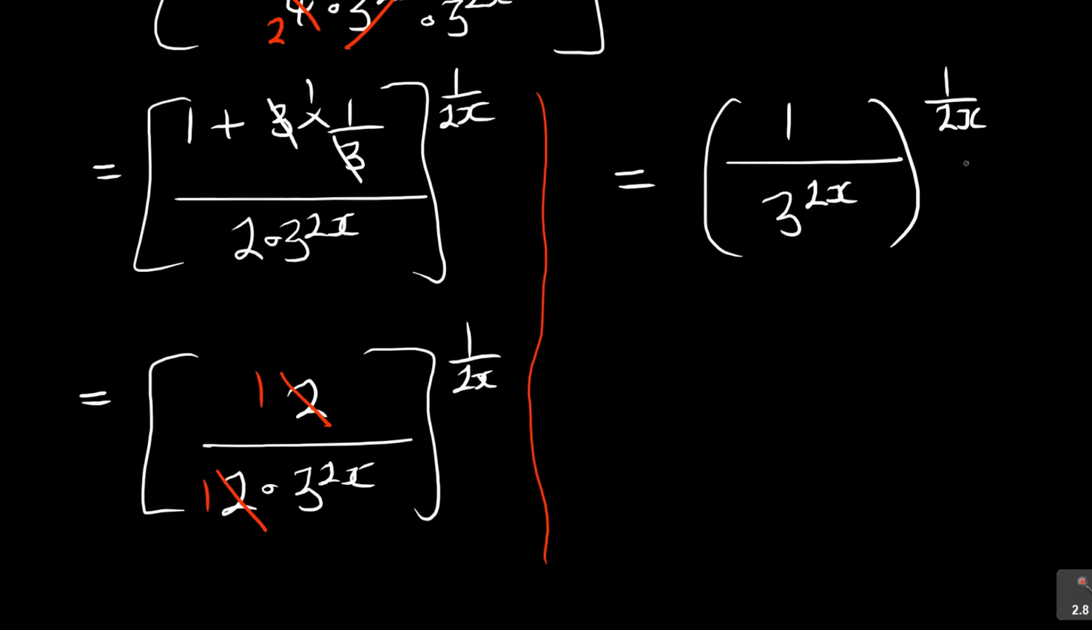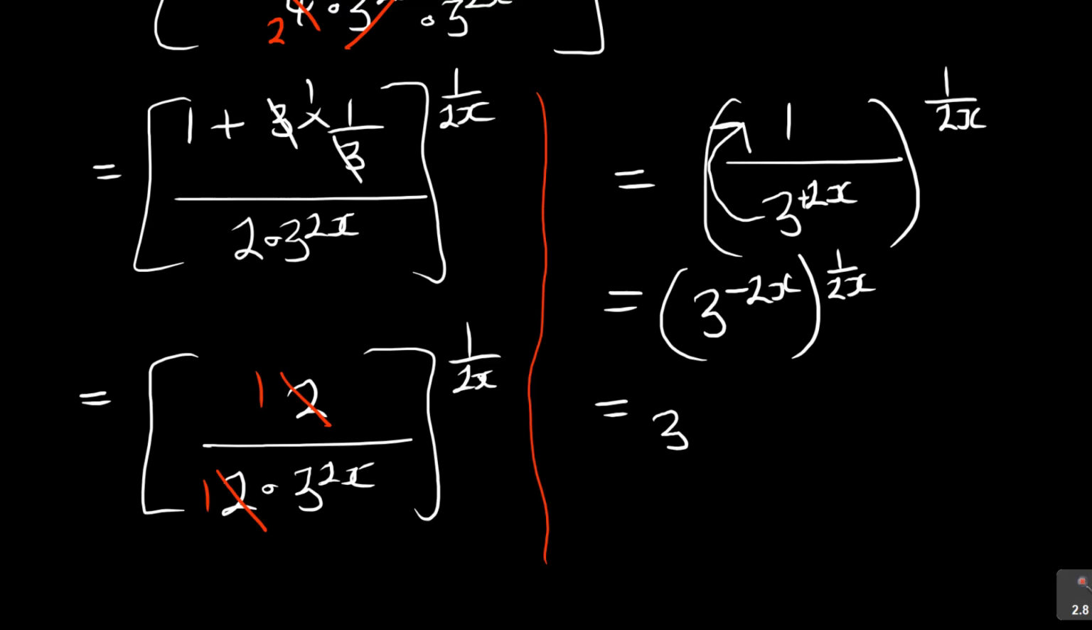Equal to, how do I take this to the top? It changes from positive to negative, so it will be 3 to the power negative 2x. You see that? Bracket 1 over 2x, which is equal to 3 to the power negative 2x times 1 over 2x. But I don't like the way I'm writing it because these are exponents, so I must make my 3 bigger.